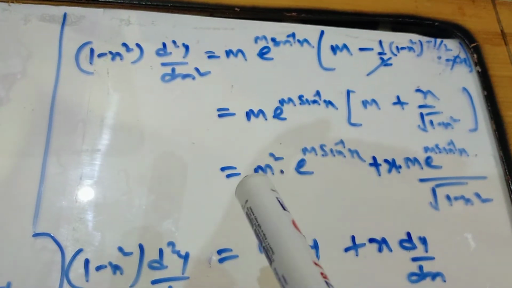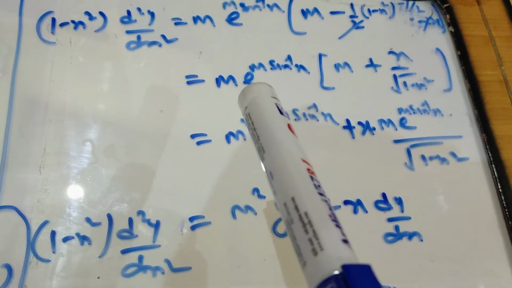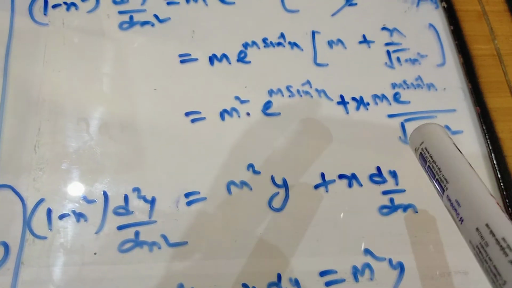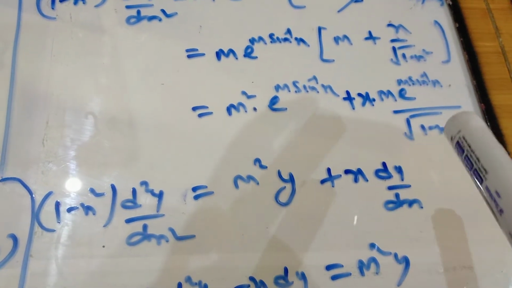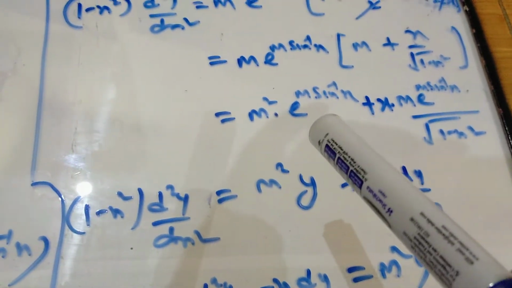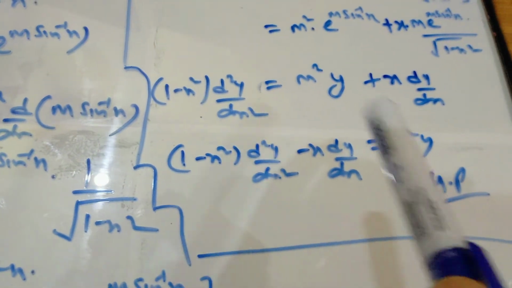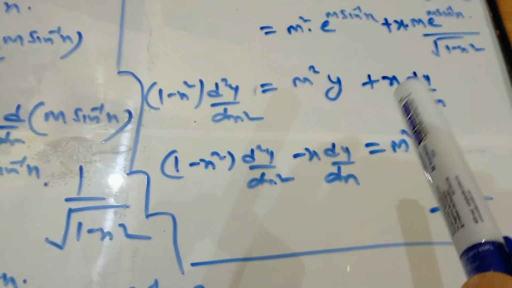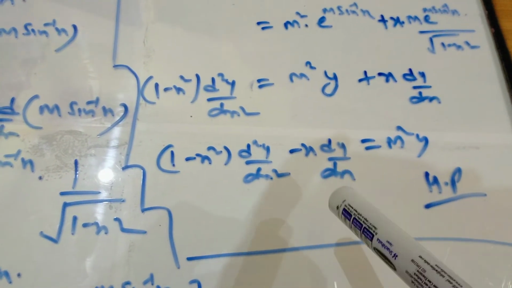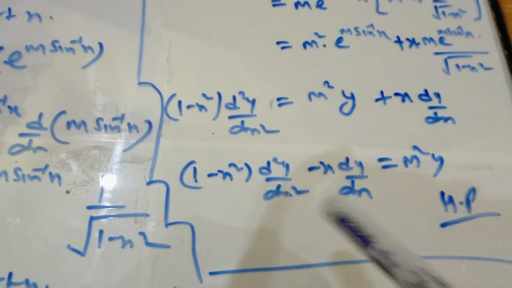After that, you see, if I multiply this m into e raised to the power m sine inverse x inside the bracket, I will get this result. This is nothing but the value of dy upon dx without x, so x multiplied by dy upon dx. This portion is the value of y, so I have written y. After shifting this from right to left, I got x into dy upon dx, and m square y I have written on the right side. So that is the proof of this particular question.